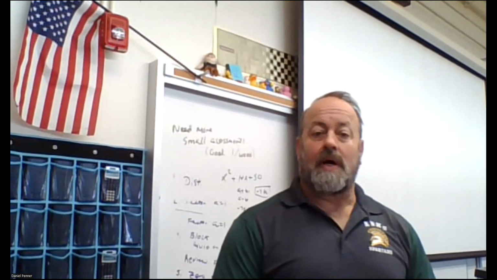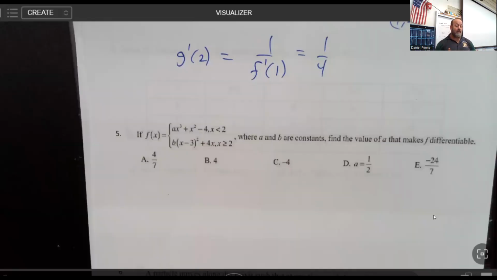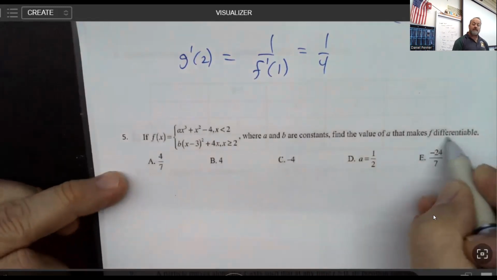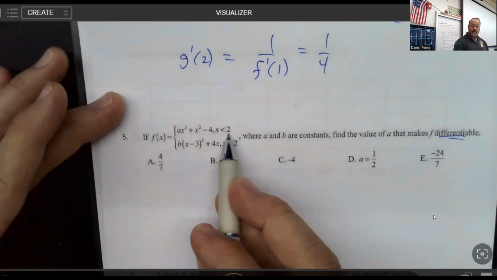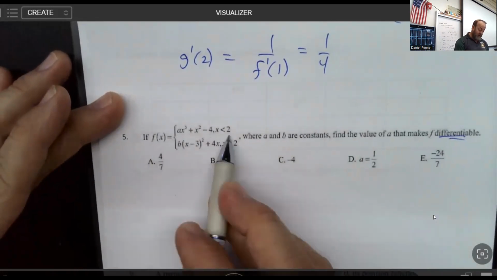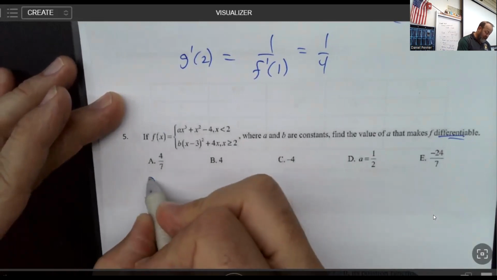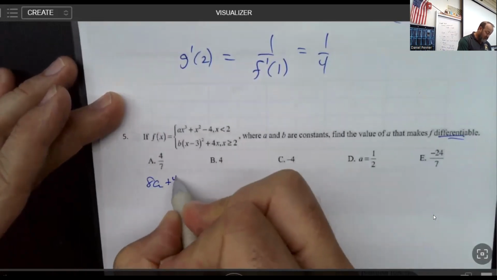This is a problem that was brought back because of people's frustration with it on the last test. Since we were not particularly successful, let's take another look. First off, to be differentiable, it must also be continuous, because differentiability implies continuity. So looking at the limit as x approaches 2 from the left side, we get very close to 8a plus 4 minus 4.